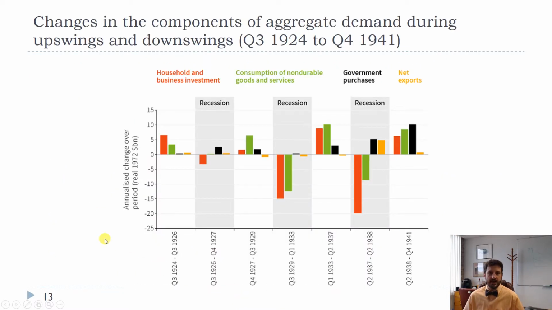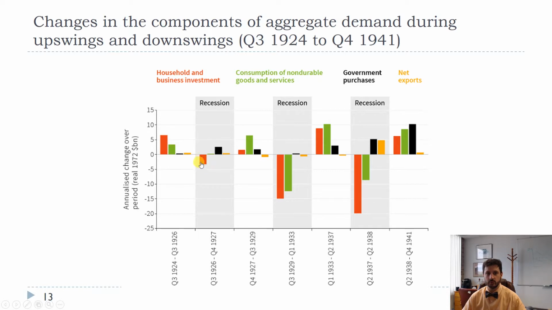So here we can look at the change to GDP going all the way back to 1924 through the end of the Great Depression, the beginning of World War II. So we have household and business investment in the orange color, consumption of non-durable goods and services in the green, government purchases in black, and net exports in yellow. And you can see that there was a recession from 1926 to 1927. It was a fairly short recession.